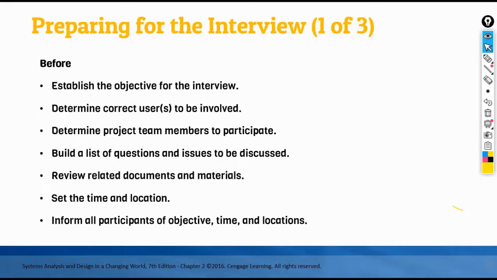The next step is to prepare detailed questions and issues to be discussed or used for the interview, and also the related documents and materials that you will use. And lastly, it is important that you set the time and location and inform all participants of the objective, time, and location.